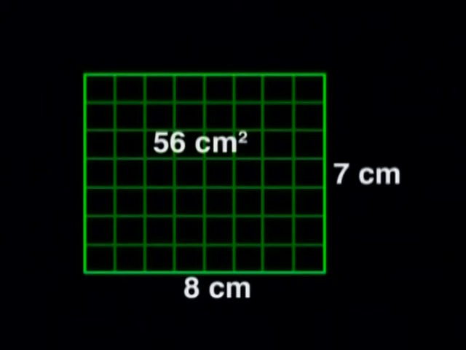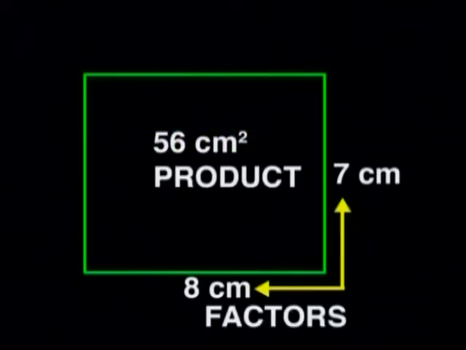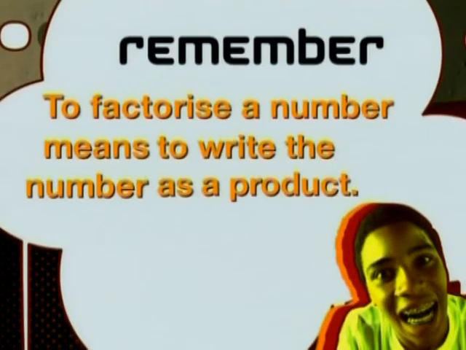If we illustrate this in a diagram, you can see that the area of a rectangle with dimensions 8 centimeters and 7 centimeters is 56 centimeters squared. The length and the breadth of the rectangle represent the factors, and the area of the rectangle represents the product. So if I said to you factorize 56, your answer would be 7 times 8. So in writing 56 as a product of its factors, you have factorized it. Remember this. To factorize a number means to write the number as a product.